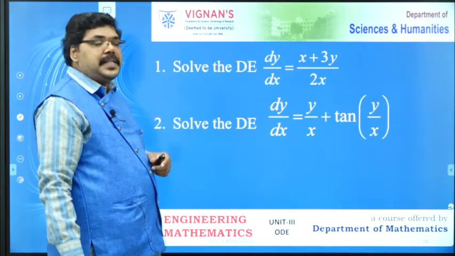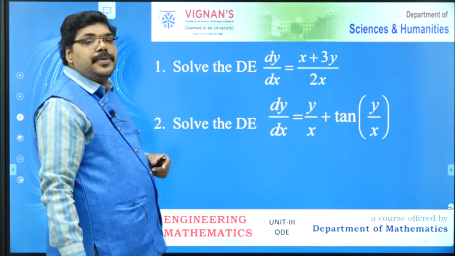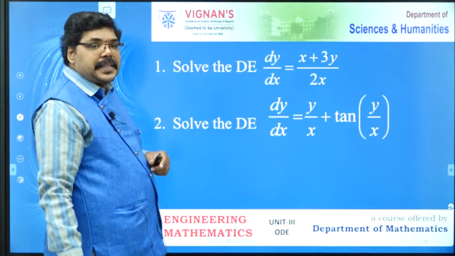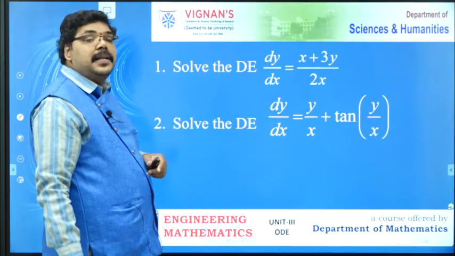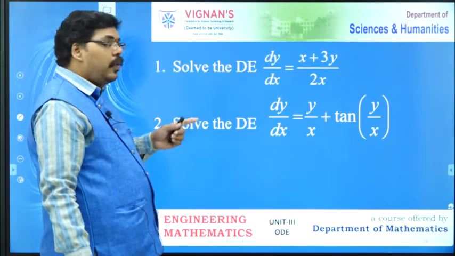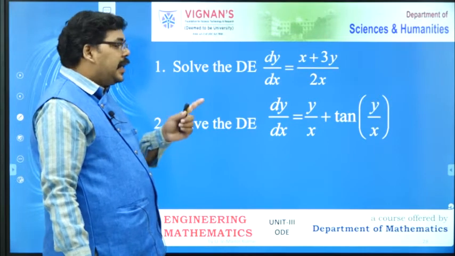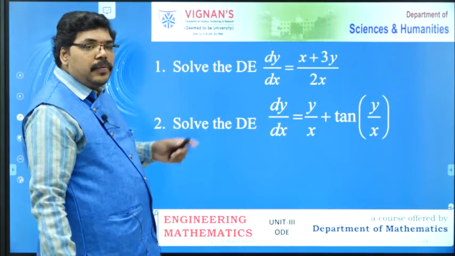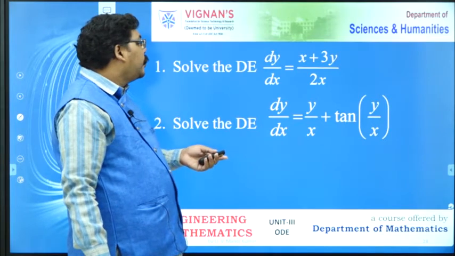The first problem is dy by dx equals x plus 3y by 2x. The second problem is dy by dx equals y by x plus tan of y by x. We will solve them one by one.